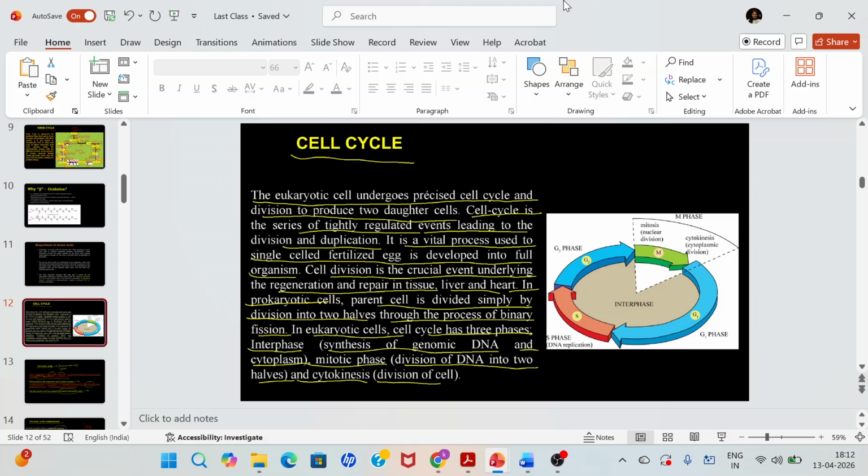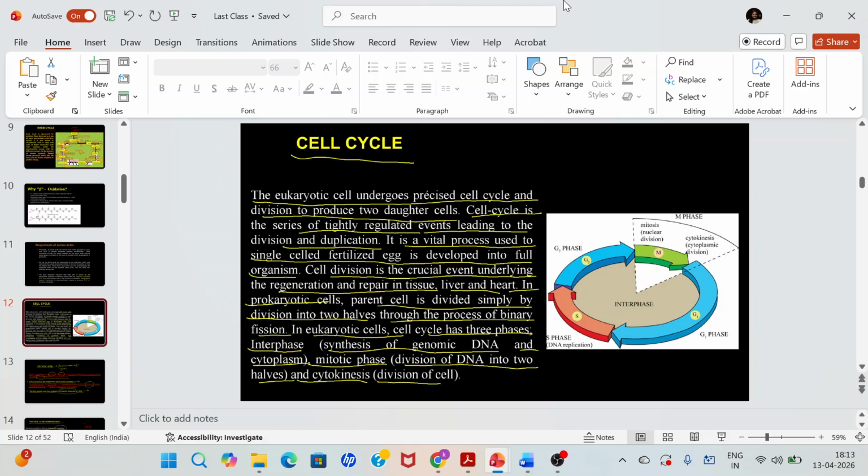What is the cell cycle, how it runs, what are the phases, we all learnt about that also in week 3. Sorry. So what all happens in the cell cycle? The eukaryotic cell undergoes a precise cell cycle and division to produce two daughter cells. Cell cycle is the series of tightly regulated events leading to the division and duplication. It is a vital process by which a single celled fertilized egg is developed into a full organism. So basically this is the process by which a single celled zygote can form a whole new organism.